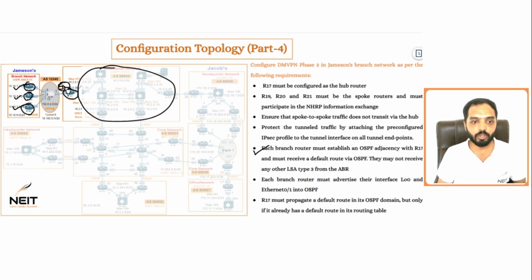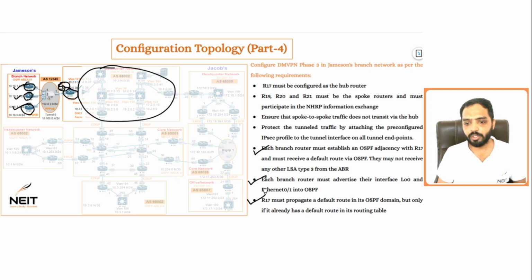Okay, so we have to configure the totally stub here on router 17, and after that each branch router must advertise the loopback interface and interface E0/1 into OSPF. So these are my router 19, 20 and 21. We have to advertise that loopback interface and interface E0/1 into OSPF.